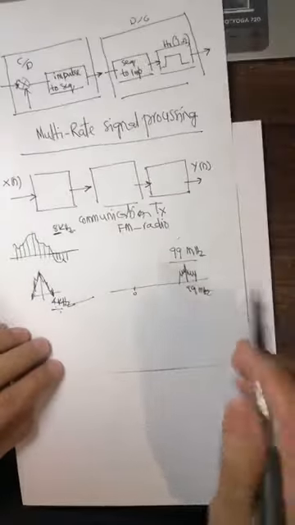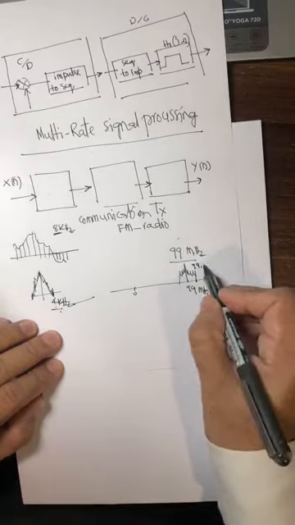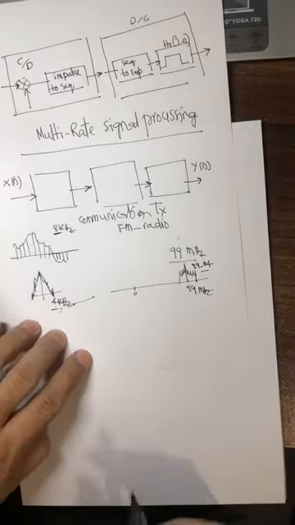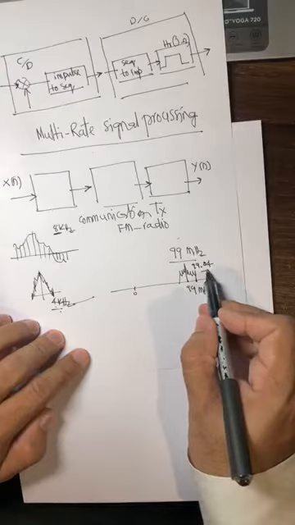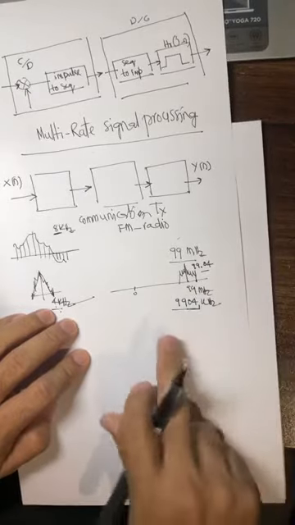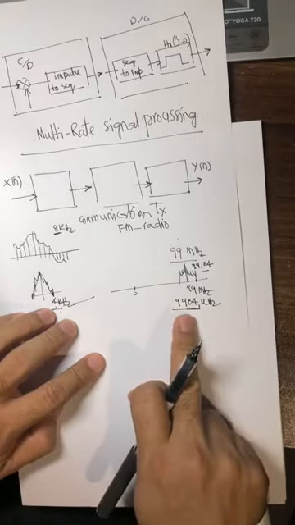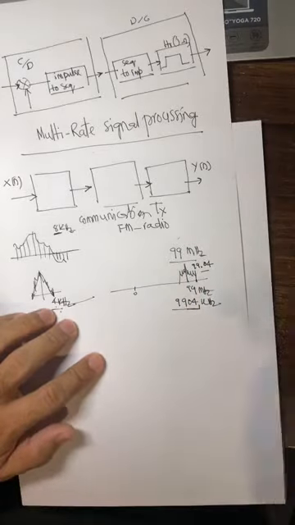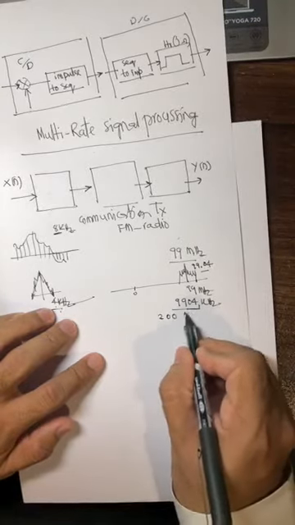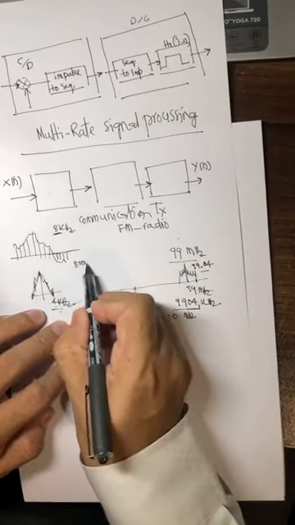But here, your maximum frequency is 99.404 megahertz, in kilohertz it is 99,404 kilohertz. This is your highest frequency. So if you have to obey Nyquist, your sampling rate has to be twice this, 99 into 2, let's say around 200 megahertz. Not exactly, a little less, but around 200 megahertz. Here you have only 8000 samples per second.